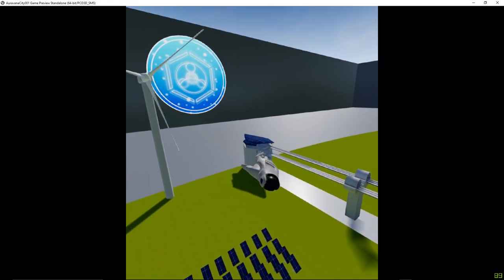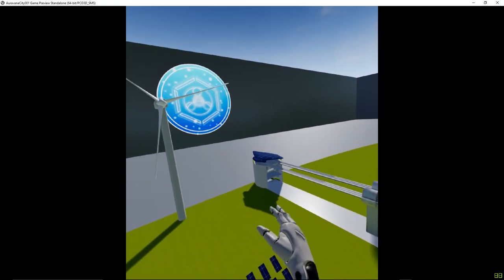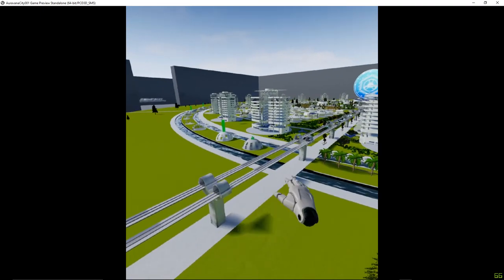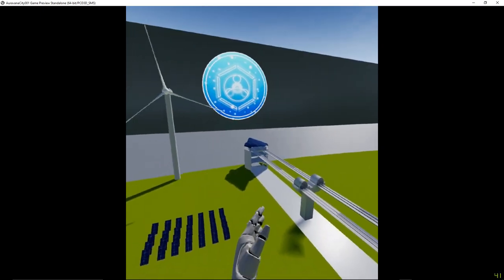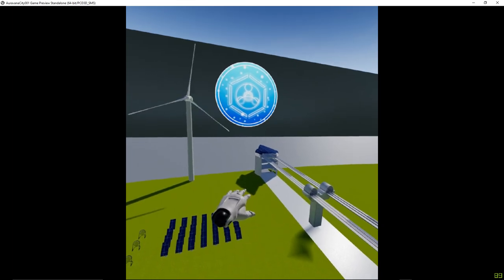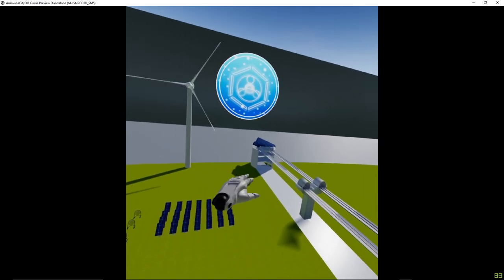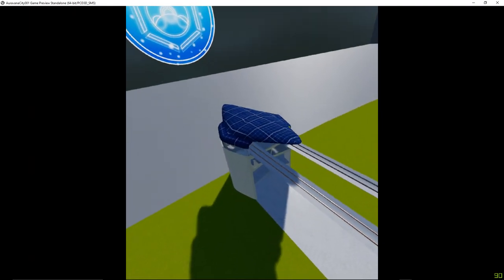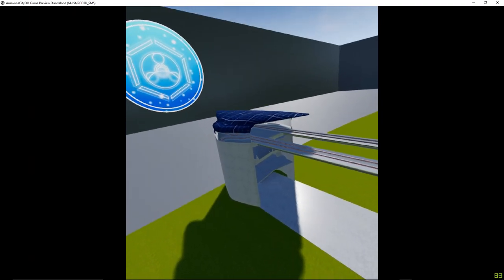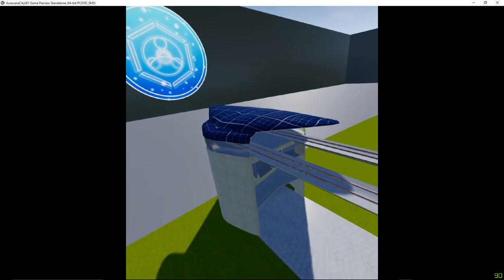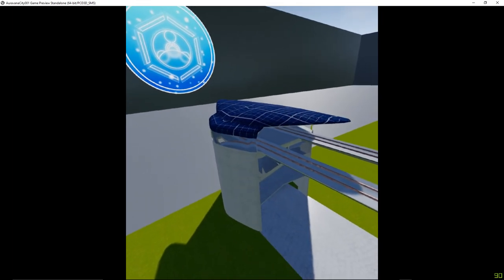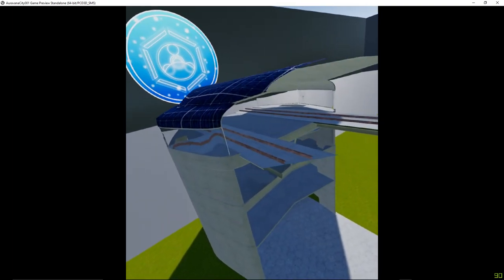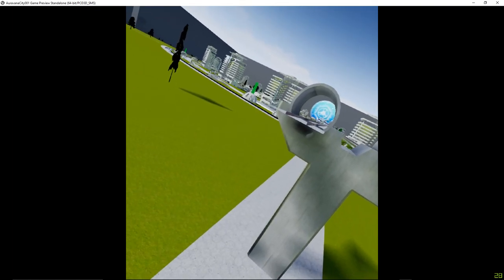Here is the ingress-egress point that in the Autodesk Stingray video I showed you was here, but again, as I mentioned, it would probably be located at the edge or boundary of the city. So in this miniaturized version of the city, I've placed it here. So here you can see the ingress-egress point. Again, not a lot of Z-fighting, even though this track is overlapping the track on the building. Now, is the train coming back toward us at the moment? It's not.